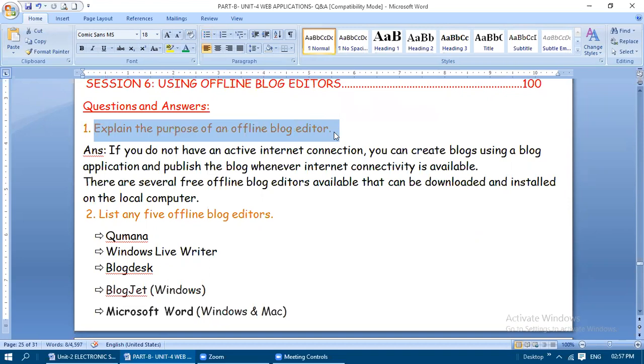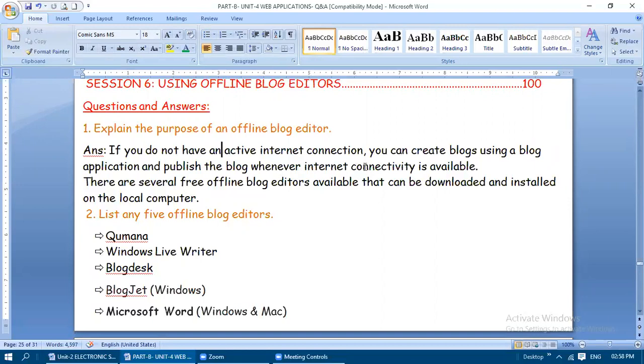So what is meant by offline block editor? That is, without an internet connection we can create the block contents. For that purpose these offline block editors are used. If you don't have an active internet connection, you can create the blocks using a block application, for example the Kumana application.